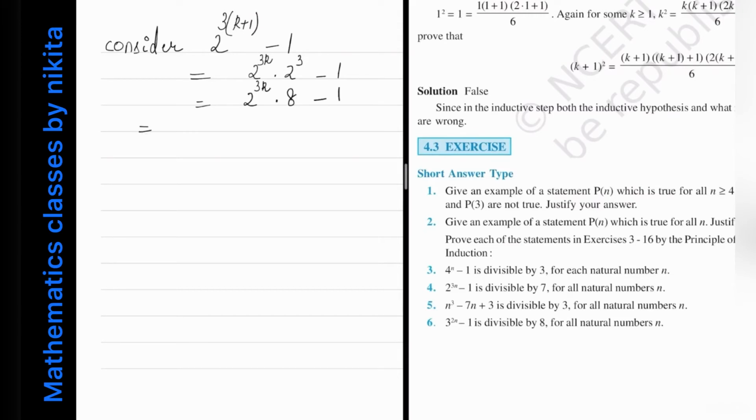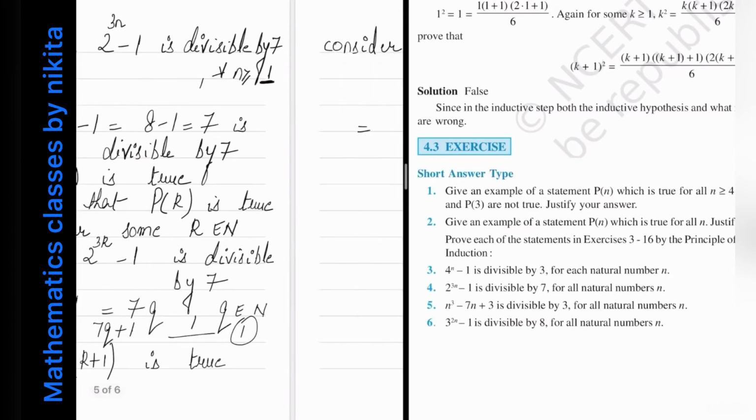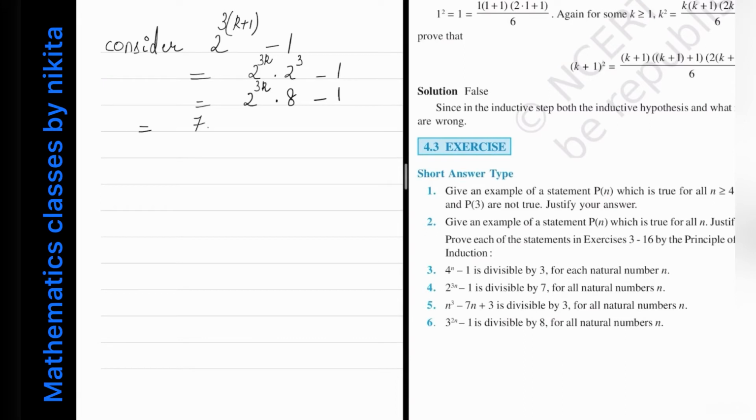Now using 1 I can substitute the value of 2 to the power 3k, क्योंकि मुझे k की जगह k plus 1 के लिए प्रूफ करना है. So 2 to the power 3k from 1 can be written as 7q plus 1. So this implies that 2 to the power 3k is equal to 7q plus 1. Okay, so therefore this becomes 7q plus 1 into 8 minus 7. Now note that इस साइड हमें क्या लेके आना है? 7 times something. ठीक है, क्योंकि मुझे प्रूव करना है that this expression is a multiple of 7.